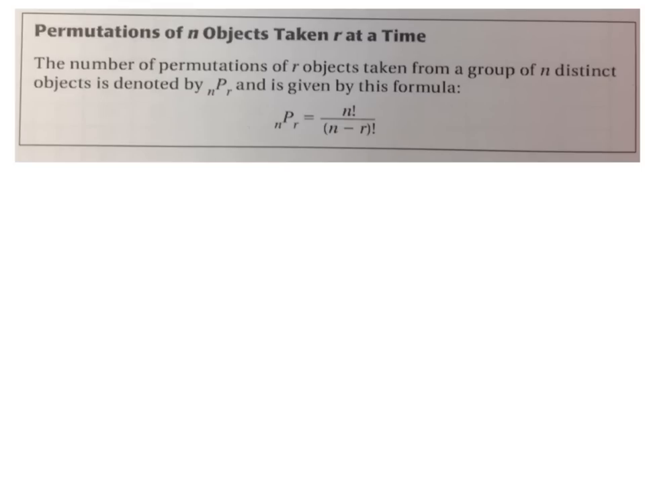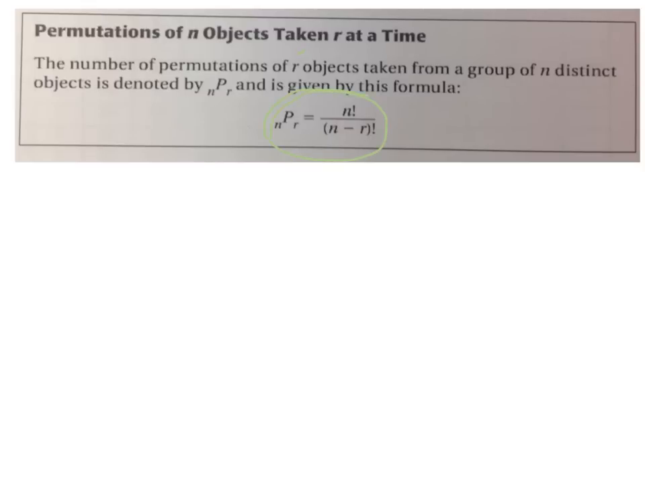So that's where this formula comes in. The permutations of n objects taken r at a time. The number of permutations, remember that means the order matters, of r objects taken from a group of n distinct objects, just like what we just did with 3 places out of 8 teams, is denoted by nPr and is given by this formula.